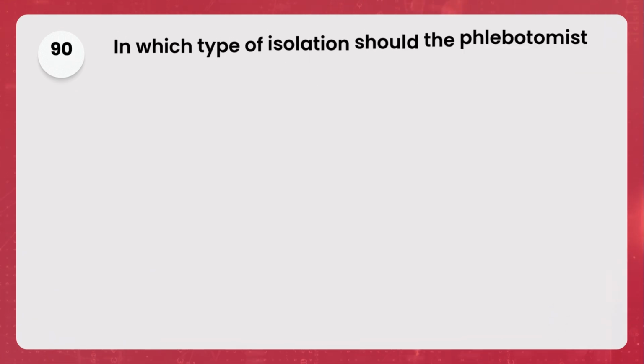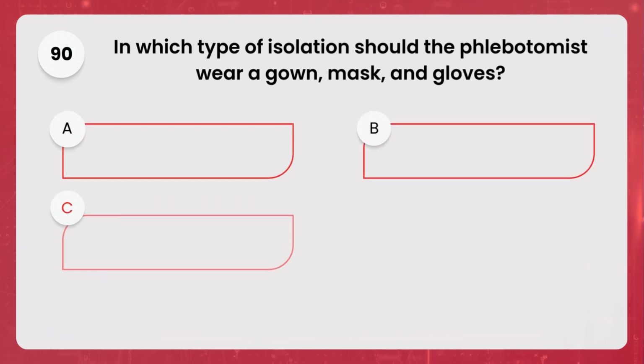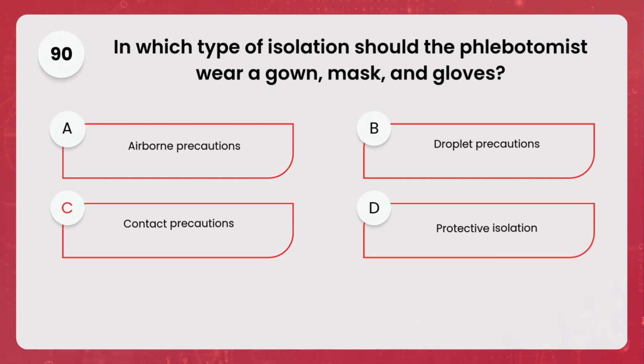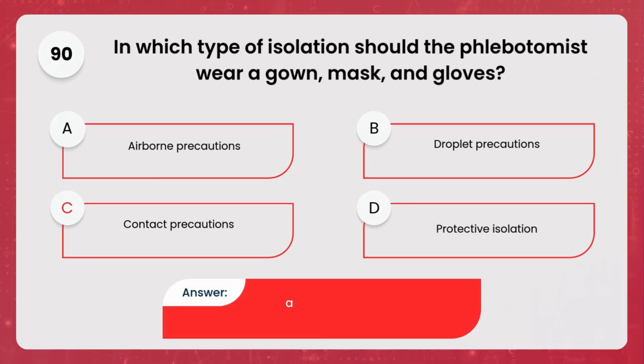Number 90. In which type of isolation should the phlebotomist wear a gown, mask, and gloves? A. Airborne precautions. B. Droplet precautions. C. Contact precautions. D. Protective isolation. The answer is A. Airborne precautions.